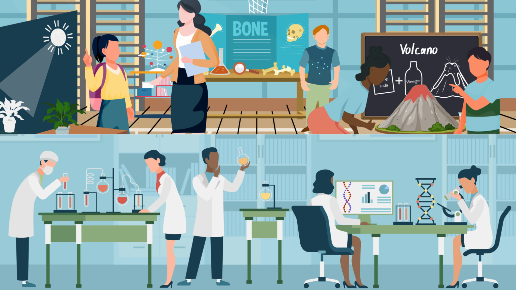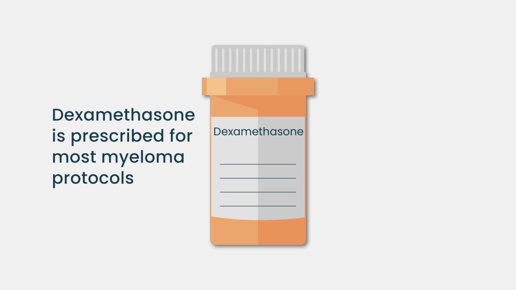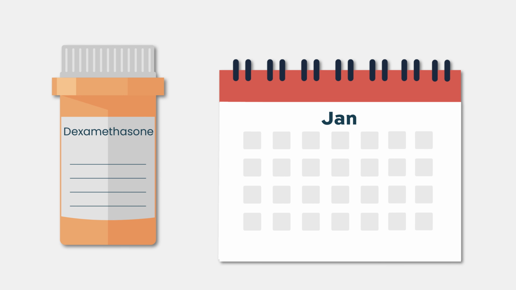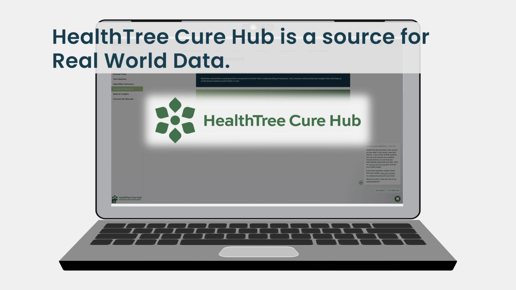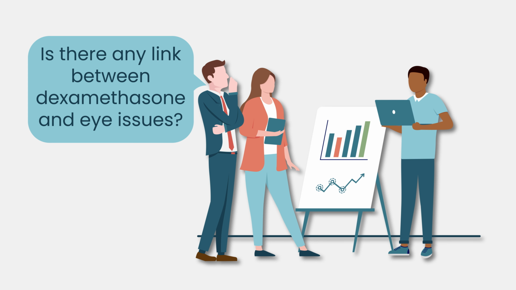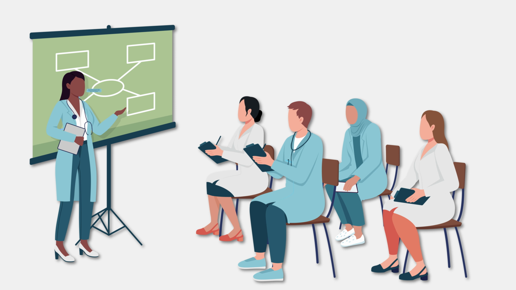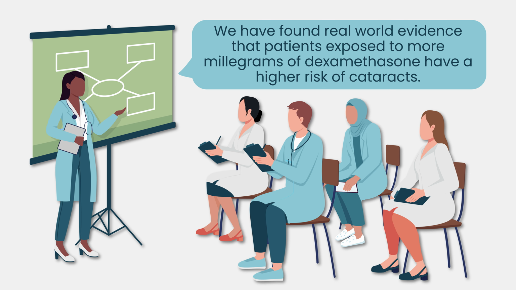In my case, for example, one recent project that we'll talk about with the HealthTree Cure Hub was looking at this idea of dexamethasone, which many patients with myeloma are very familiar with, being on dex, or dexamethasone, once a week for weeks, months, years, and what the outcomes of it are. There were data around that available in Cure Hub. So we asked a question: is there any link between dexamethasone exposure and eye issues, for example, cataracts? We used the real-world data to investigate that, and we did find a link: the more milligrams, the more doses of dex someone had received in their lifetime, milligrams per week, weeks per month, months per year, and so forth, the higher their risk of cataracts.